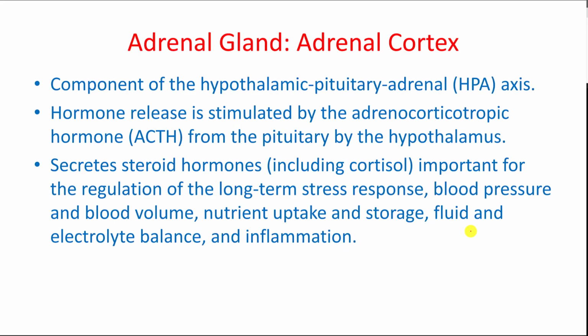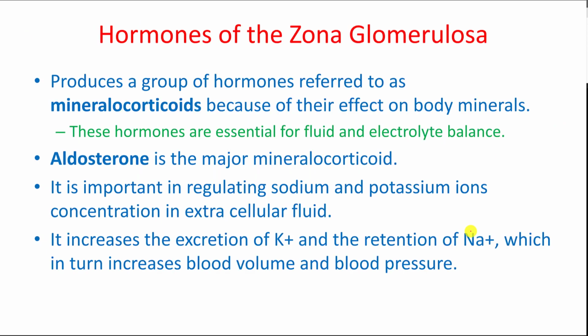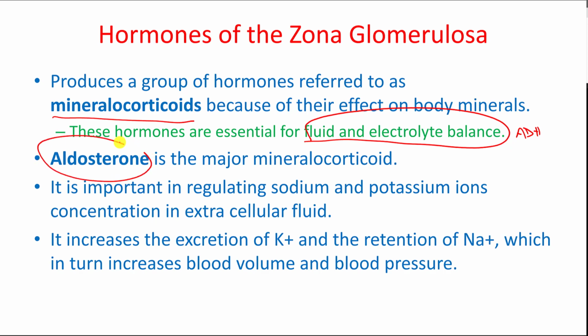Okay, so let's talk in detail about each one of those hormones and each one of those areas. So for the first one, the zona glomerulosa, we said that the main hormones produced there are the mineralocorticoids. Those are extremely important for the fluid and electrolyte balance. This should remind you of ADH, and there is some overlap between the two. Aldosterone is the most important one among them, because this is responsible for regulating sodium and potassium ions in the blood, and therefore it's also responsible for the blood pressure.